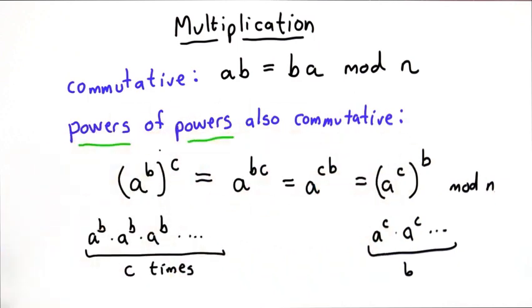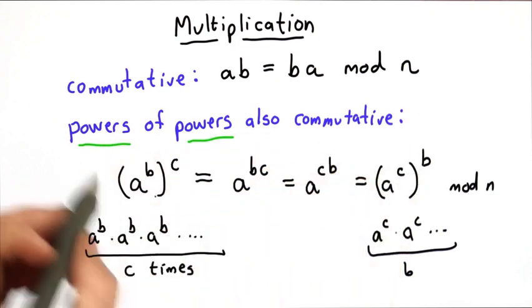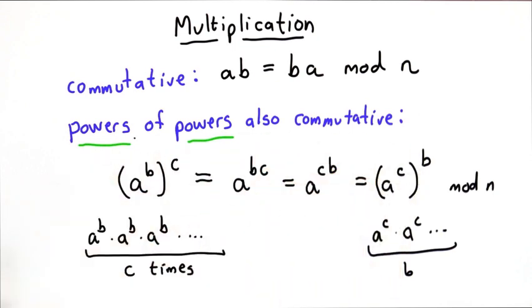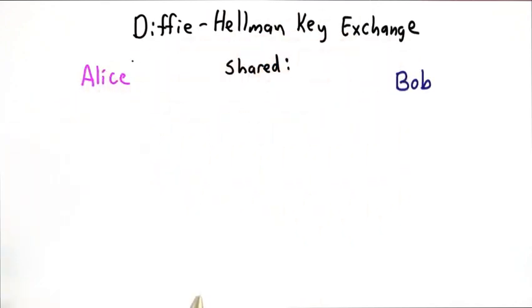So that's the main property that Diffie-Hellman key exchange takes advantage of. And I'm going to show you the protocol next, and then we'll talk about why it's secure and some of the details in actually implementing it. So here's the idea of the protocol.